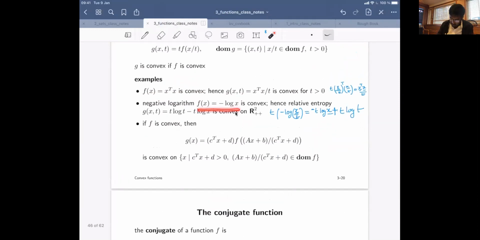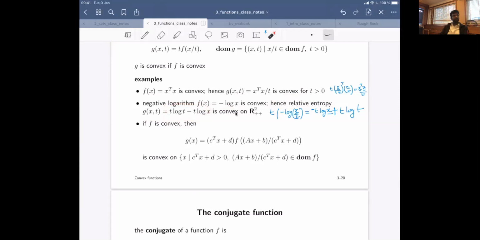Another function is f of x equal to minus log x, which is a convex function that we know. Now what is the perspective of that? t times minus log x by t. Then you will get this here, and that is again convex, and this is called relative entropy. If you have studied information theory, you might know this. Anyway, t log t minus t log x is generally convex in both t and x.